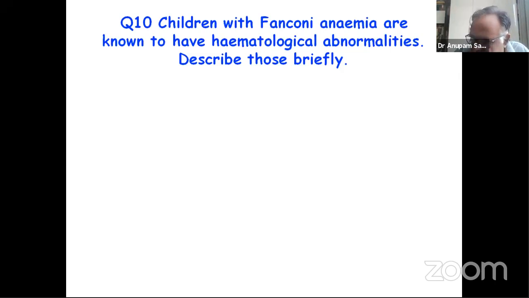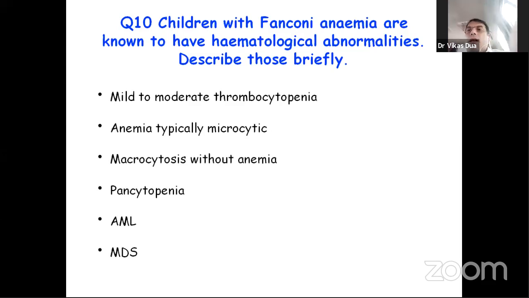Vikas, could you please describe those? So these patients who have Fanconi's anemia usually present to us with aplastic anemia. Other than that, the other hematological abnormalities which can happen are leukemias, myelodysplastic syndromes, and sometimes just plain and simple macrocytosis. Or an isolated cell line can be affected, like low hemoglobin, that means anemia, or just mild to moderate thrombocytopenia can be seen in these patients. Thank you.